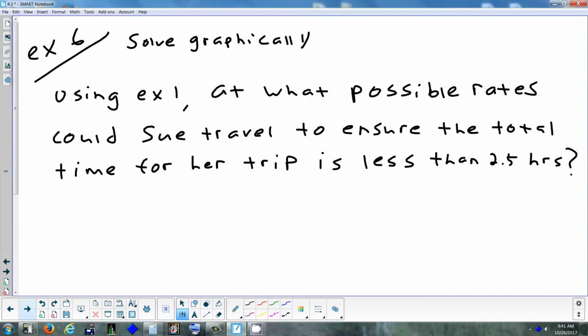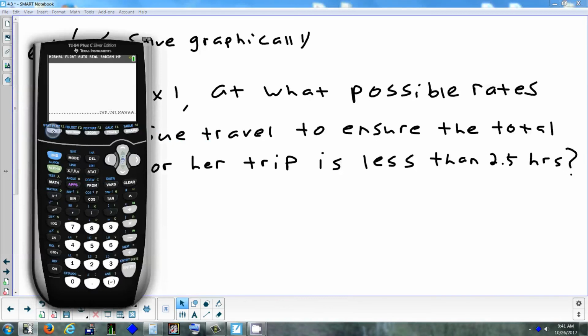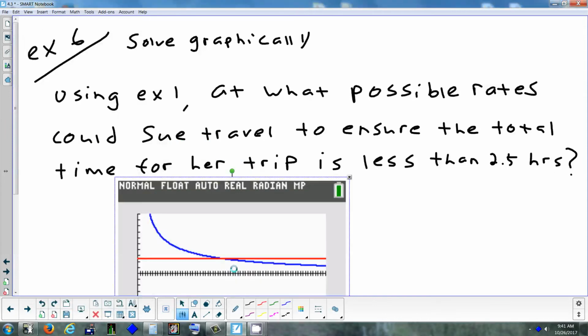So this one, it says, at what possible rates could Sue travel to make sure she completes the trip in less than 2.5 hours? Well, to solve it graphically, I still have it typed in. What I would do is just take the equation, put a line at 2.5, and you're going to find the speed that would be right here. Let's just call it A comma B. Now, once you find the speed, you're interested in A. That's the speed. B, we already know, actually I can write B in. B is 2.5.